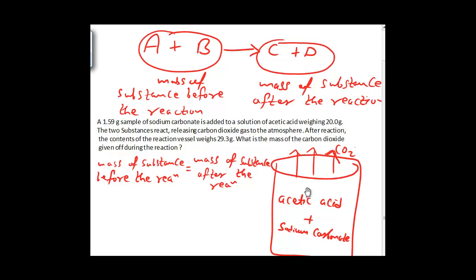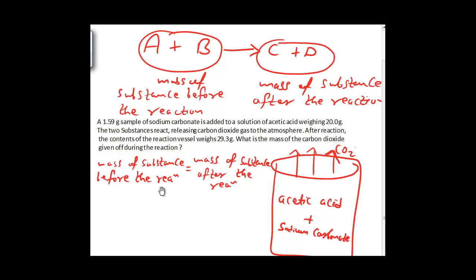All we know is that after this reaction occurs, 29.3 grams of product is being formed. So we'll use this law of conservation of mass to find out what is the mass of the carbon dioxide gas that is being released into the air. According to the law of conservation of mass, as we saw earlier, the mass of the substance before the reaction is equal to the mass of the substance after the reaction.